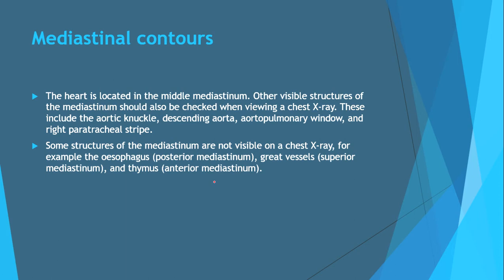Mediastinal contours. The heart is located in the middle mediastinum. Other visible structures of the mediastinum should also be checked when viewing a chest X-ray. These include the aortic knuckle, descending aorta, aortopulmonary window, and the right paratracheal stripe. Some structures of the mediastinum are not visible on a chest X-ray, for example the esophagus, posterior mediastinum, great vessels, superior mediastinum, and thymus, anterior mediastinum.